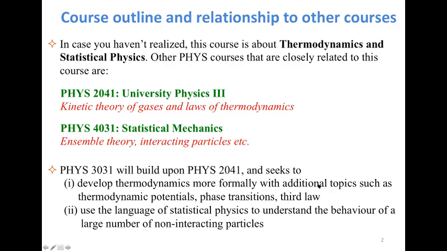As I already mentioned, we want to develop thermodynamics more formally. Then we are going to cover additional topics, such as thermodynamic potentials, phase transition, and the third law. And we are going to use the language of statistical physics to understand the behavior of a large number of particles. So here, the key word is large number. Non-interacting, we should think about it as weakly interacting, but very weak, such that we can ignore the detail of the interaction. But we need the notion of interaction, even though it's very weak, to establish thermal equilibrium.